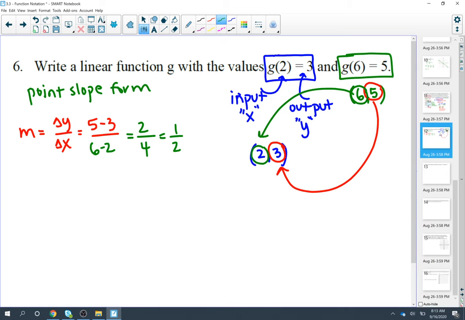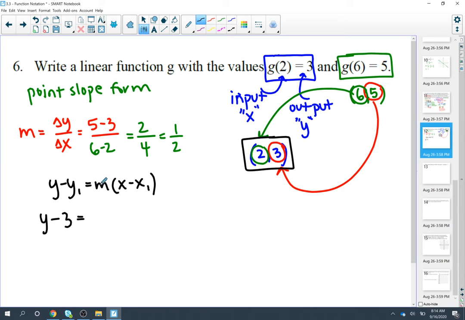Now, if we're doing point-slope form, that's y minus y1 equals m times x minus x1. You can pick either point. It does not matter. I'm going to pick the (2, 3) because it has smaller numbers. I like 2 and 3 better than I like 6 and 5. But again, does not matter. So this is going to be my x. This is going to be my y. y minus the y value, which is 3, equals my slope, which we found was 1/2, times x minus the x value, which is 2.